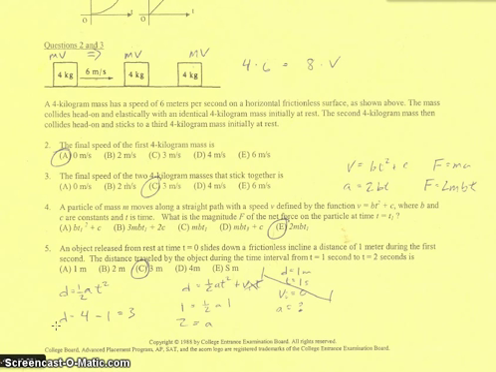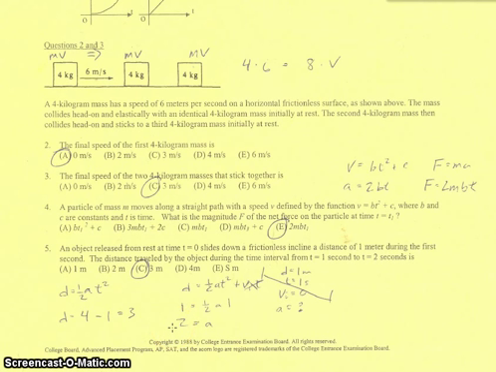Number 5, we have an object that is sliding down a frictionless incline. They gave us enough kinematic information to find the acceleration, so you can see that I did d equals 1/2 at squared plus the initial velocity, which was 0. Solve for my acceleration. Acceleration was 2.